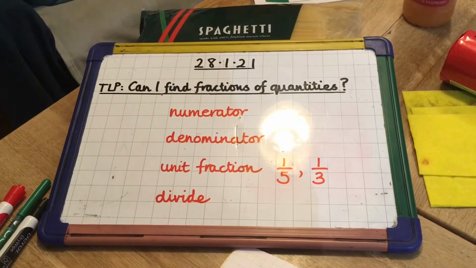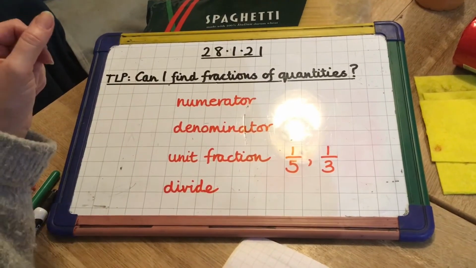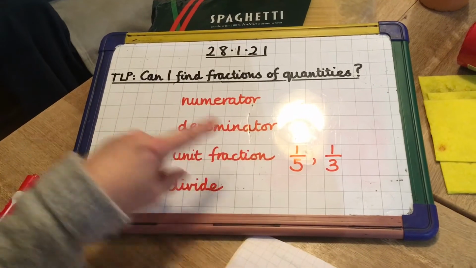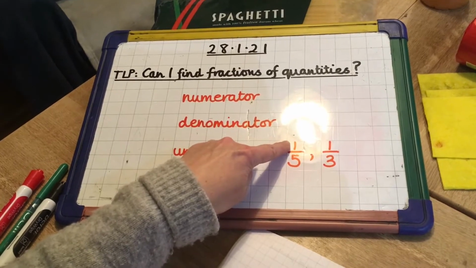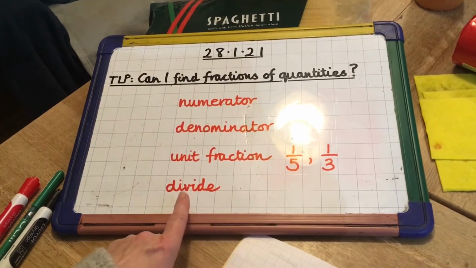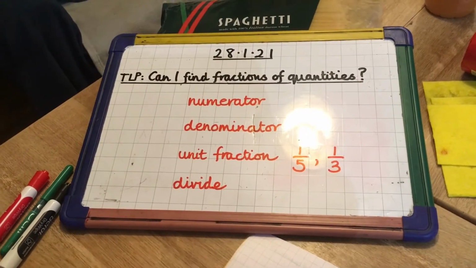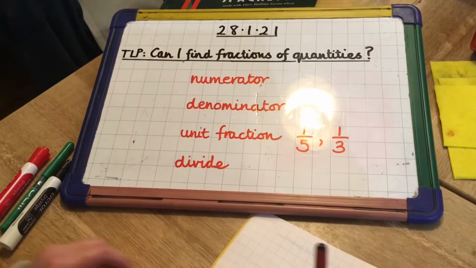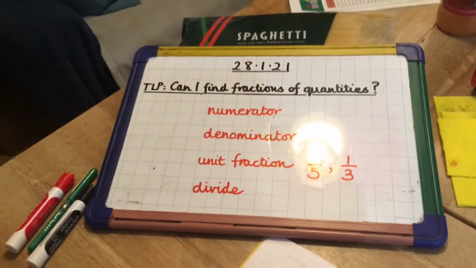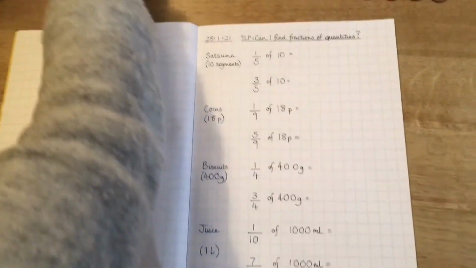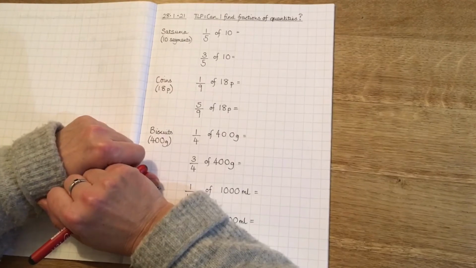I have written down some useful vocab. You've seen these words before. Numerator, obviously the top number. Denominator. Unit fraction, where you've just got a 1 as your numerator, so 1/5, 1/3. And then the word divide, you probably heard me say that quite a lot in yesterday's lesson. So yesterday, for the first part of the video, we were just finding unit fractions. Today we're going to move on and find fractions of quantities.